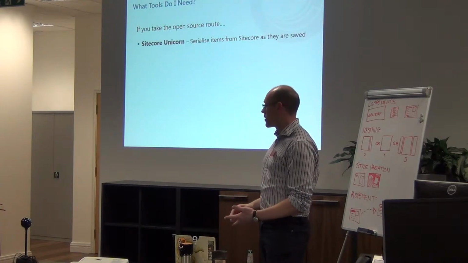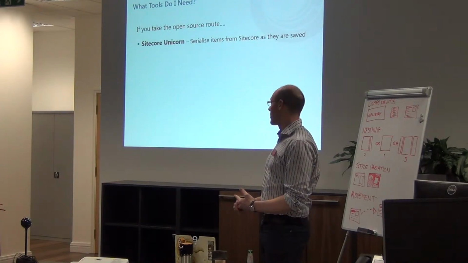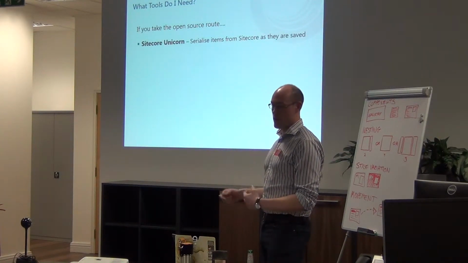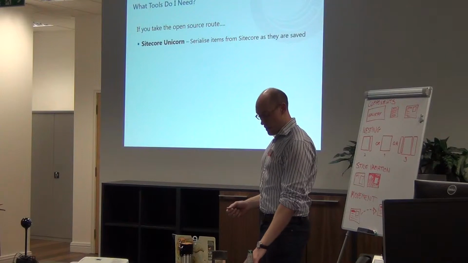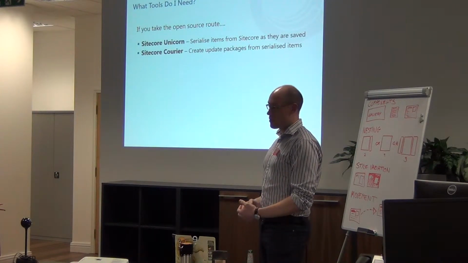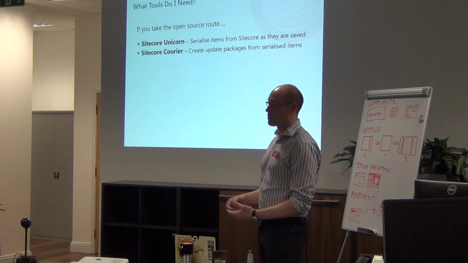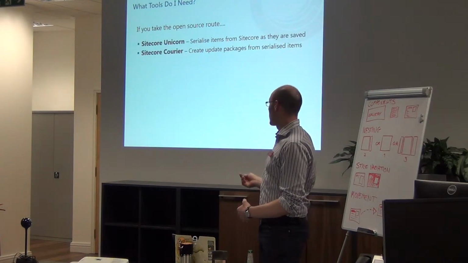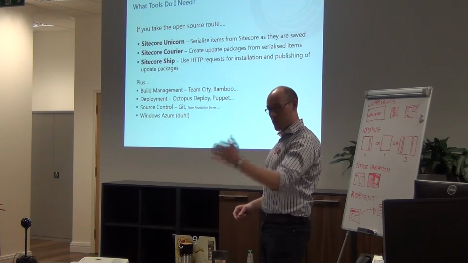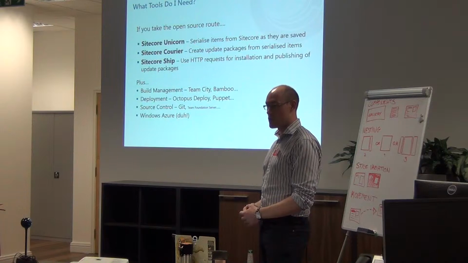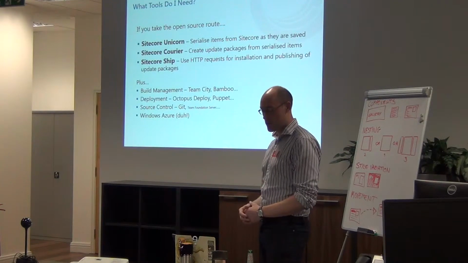There are three tools mainly, three Sitecore-specific tools, should I say, in the continuous integration process that are really useful. The first being Sitecore Unicorn, which helps you serialize items that you create automatically, instead of having to go and serialize them manually. Then Sitecore Courier, which creates an update package between a target serialized folder and a comparison folder, so you could use an empty folder, for instance, to make sure every serialized item gets put into an update package. And Sitecore Ship, Kevin's own, which enables you to send an HTTP request to install and publish an update package.